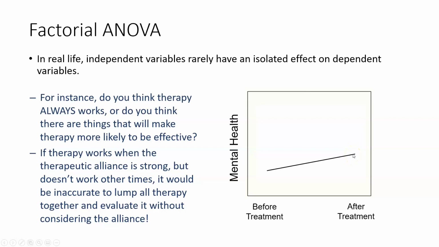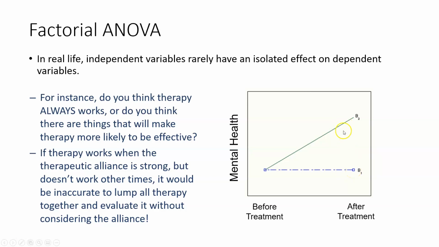If you split this up into two different categories, and you considered those two categories as the people who had a strong therapeutic alliance and the people who had a weak therapeutic alliance, then you'd all of a sudden see this. The blue line might represent those with a weak therapeutic alliance. So before treatment, they were the same as after treatment. That means there was no change in their mental health. It didn't work. Why? Because they didn't have a good relationship with their therapist.